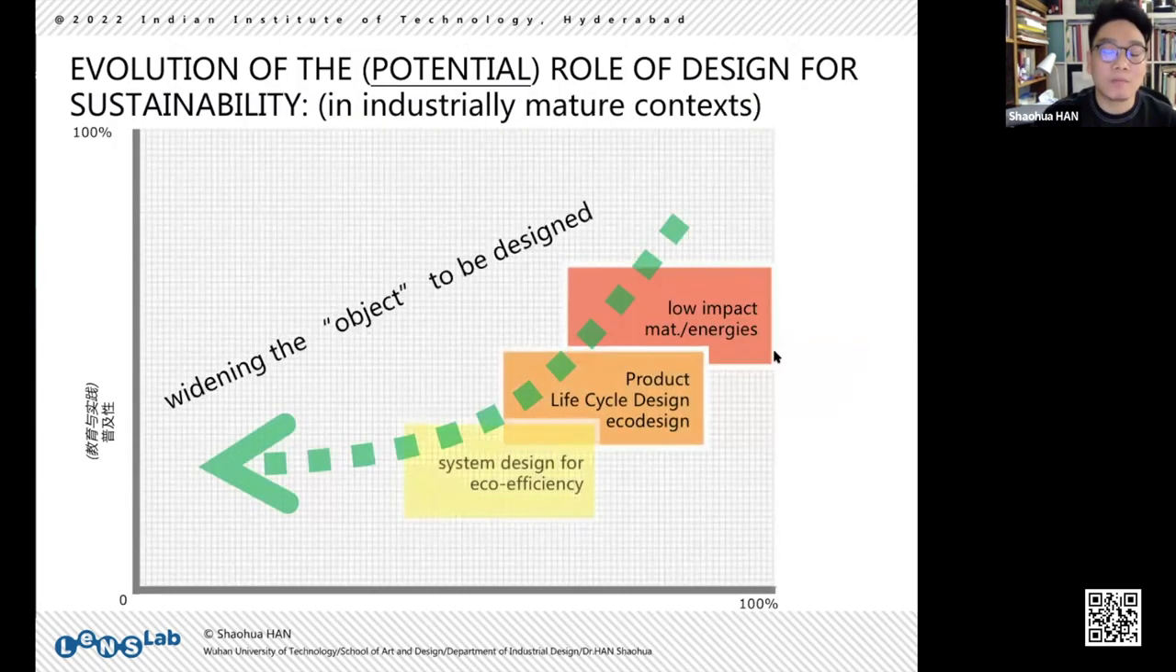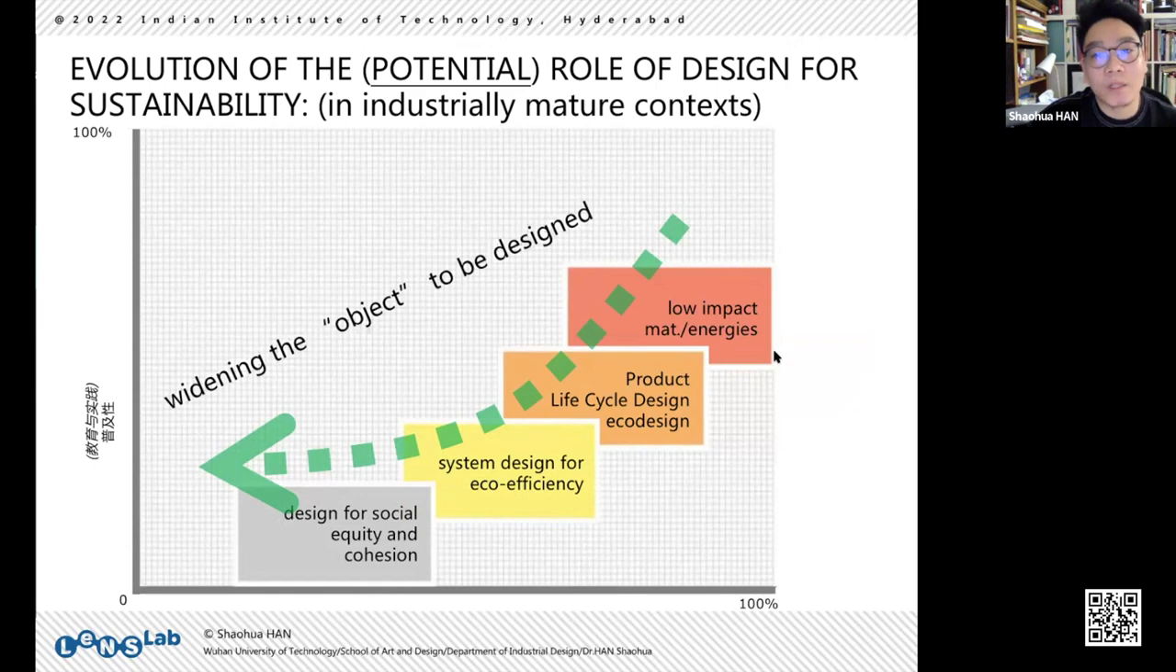And then we come to another picture. For me, in my class and in my research, it is also very basic and very important, because we need to know the evolution of the role of design for sustainability. Let's say there are four kinds of sustainable design, or four directions of sustainable design.